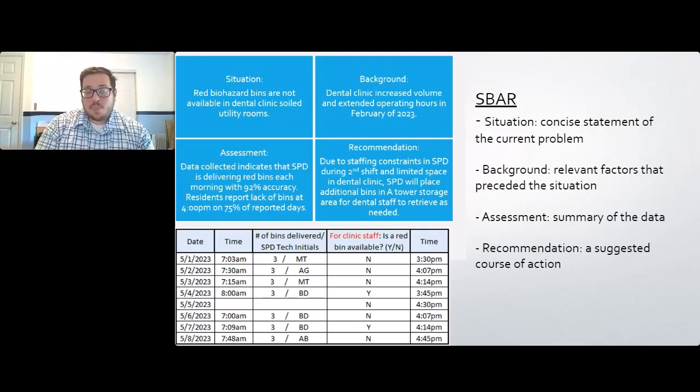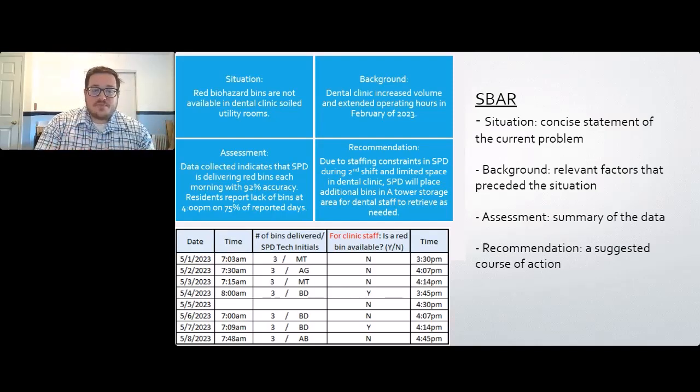but you don't have to pull a mountain full of data. What we made is a very simple tracker. It looked like this: date, time, number of bins delivered for SPD tech. For clinic staff, is red bin available, yes or no, and what time? So what time are you putting in your information? What time is the SPD tech putting in your information? Time stamping your data is one of the most effective ways to make it happen. So if your data says at some point in time we observed this, it's not helpful. Date and time.